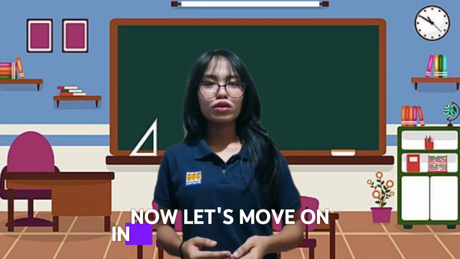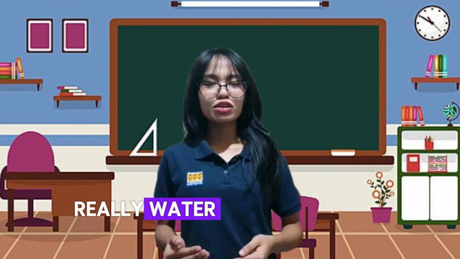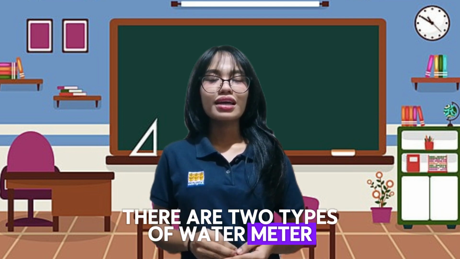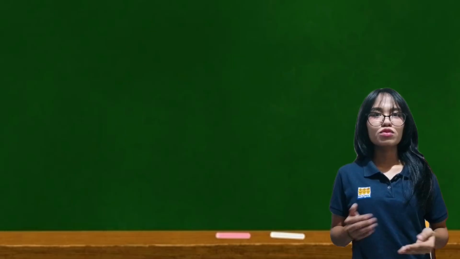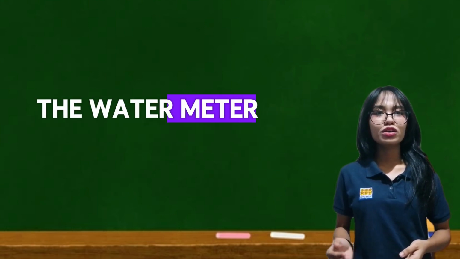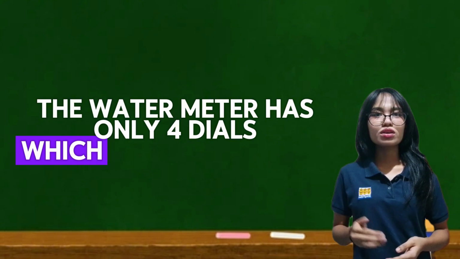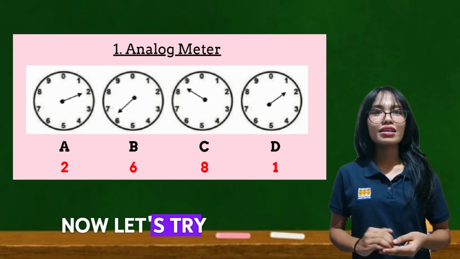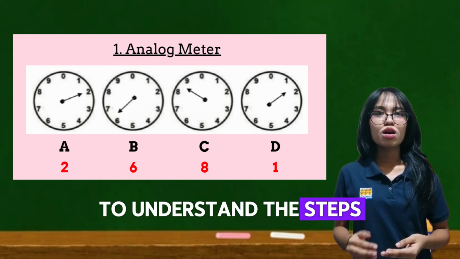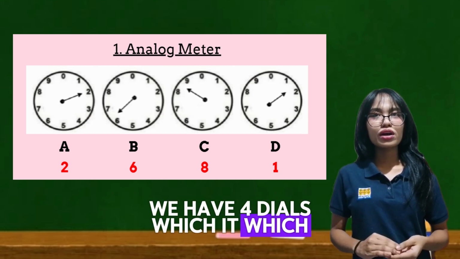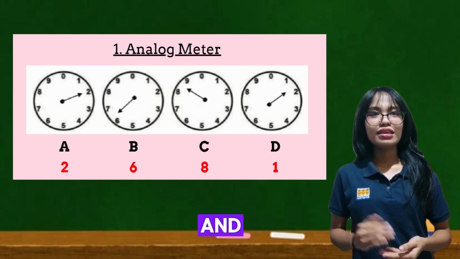Now let's move on to water consumption reading. A water meter measures the amount of water used, which is measured in cubic meters. There are two types of water meter, the analog and digital meter. First, let's talk about the analog meter. In analog meters, the water meter has only 4 dials, which move clockwise, just like this illustration. Now let's use the illustrations to understand the steps of reading a water meter. We have 4 dials which are A, B, C, and D.